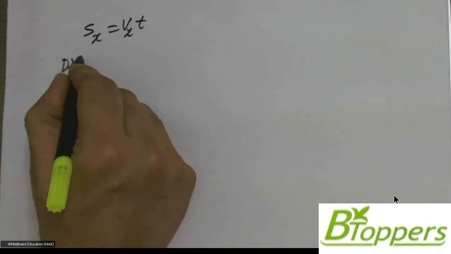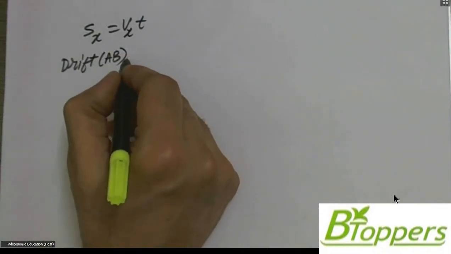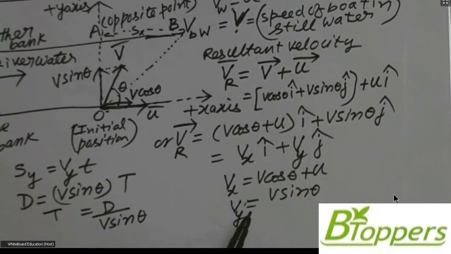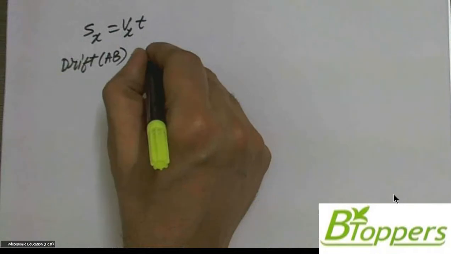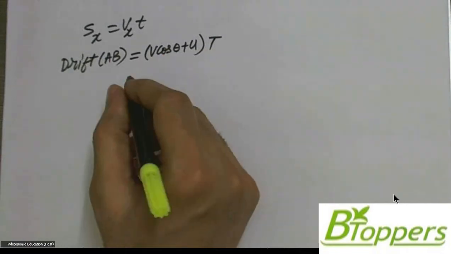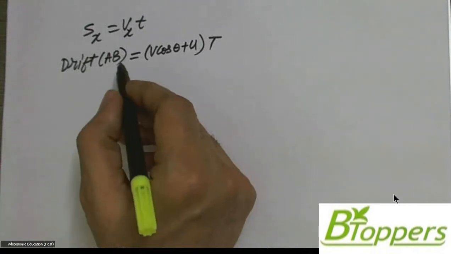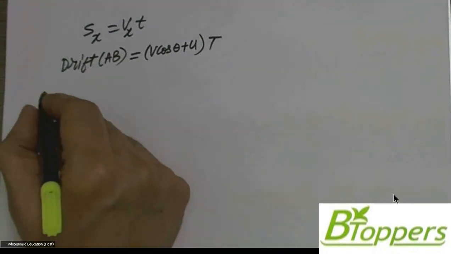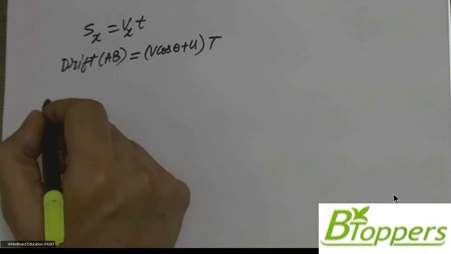So here the drift, or distance between point A and B, is equal to the x component of the velocity, as shown here, that is equal to V cos theta plus U, into capital T. In case you are asked to find the actual distance covered by the boat while crossing the river, the actual distance covered is equal to the magnitude of the resultant velocity into time taken.